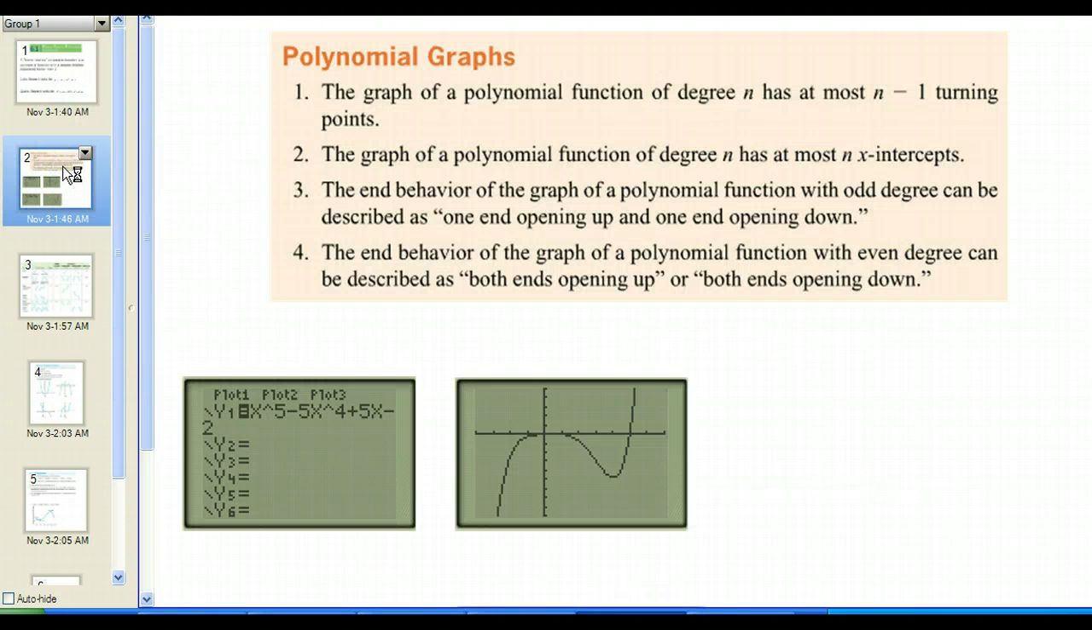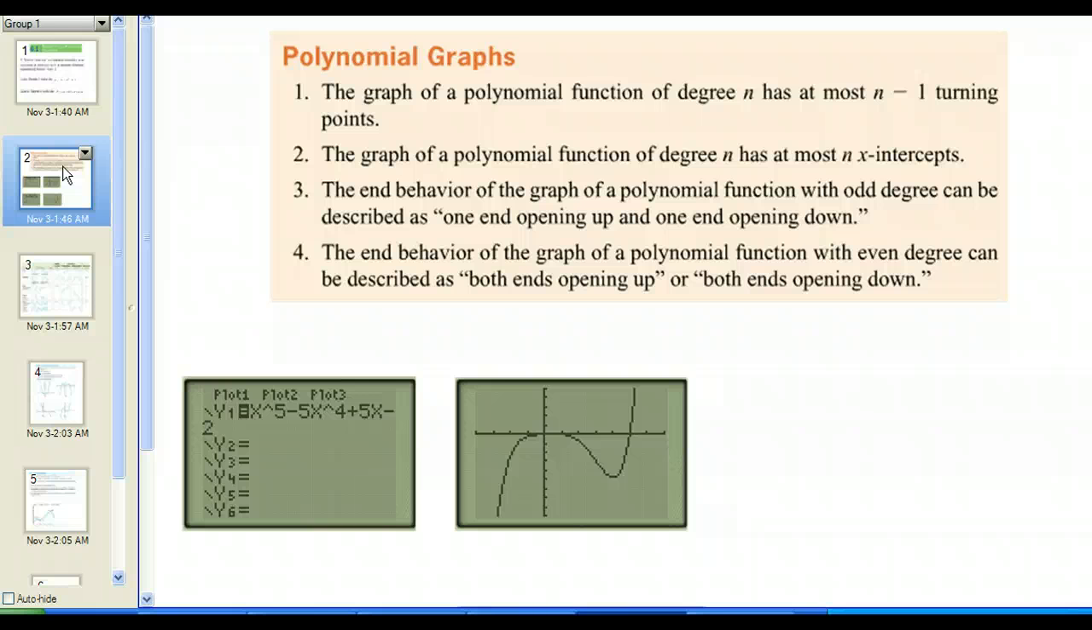This next slide tells us a little bit about polynomials and their graphs. If you have a polynomial of degree n, we have at most n minus 1 turning points. So if it's degree 4, 4 minus 1 is 3, so at most 3 turning points. Degree 2, a parabola, has 2 minus 1, 1 turning point. So that's the vertex that we're familiar with. That's what that top line there is saying.